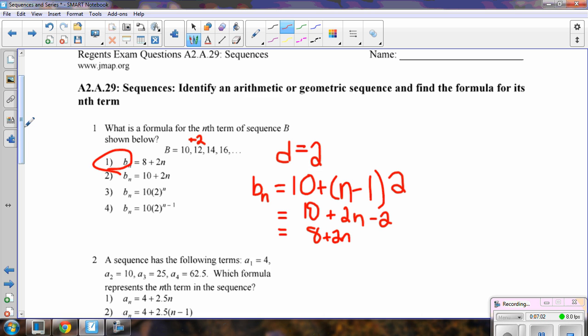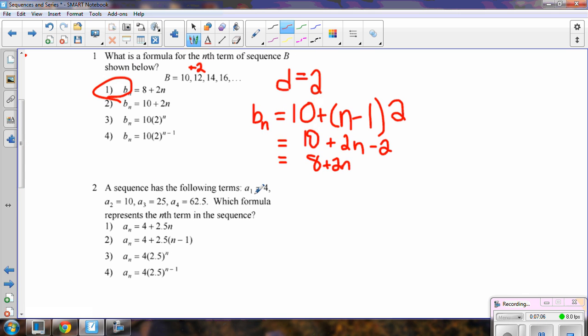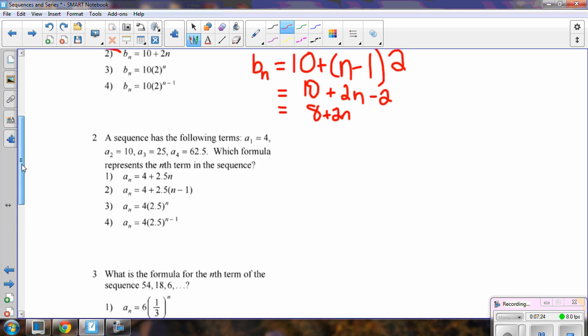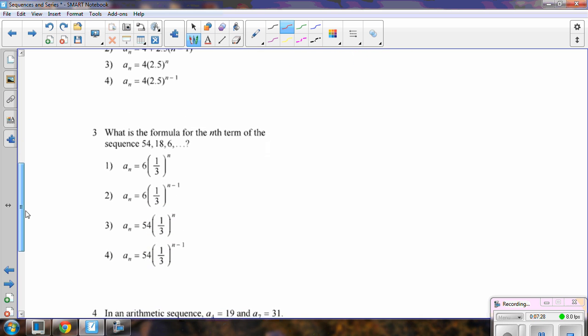Okay. If you look at the next thing, this is a pretty tricky way to do this. It says A1 is 4, A2 is 10. Oops, I didn't mean to underline. Sorry, guys. A3 is 25, and A4 is 62.5, which represents the nth term. So they didn't give it to you with commas, but it's pretty clear that you're going to plug into a similar formula. I'll leave you to do that on your own. And this is what's the formula of this sequence.